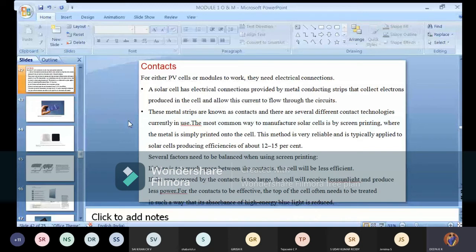The most common way to manufacture solar cells is by screen printing, where the metal is simply printed onto the cell, same as your PCB boards. You've all seen PCB boards, right? You're using them for your projects also. It is just like silver foil lines running on a green board. Same as that, you're printing on a PV cell. This method is very reliable and is typically applied to solar cells producing efficiency of about 12 to 15%.